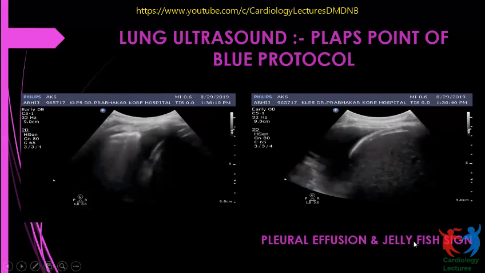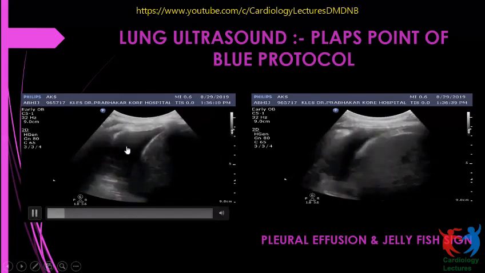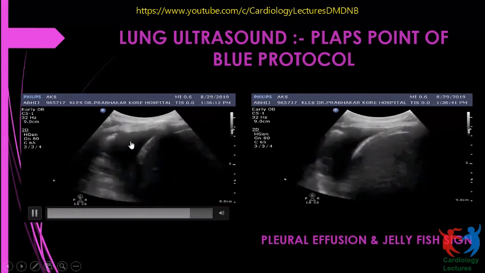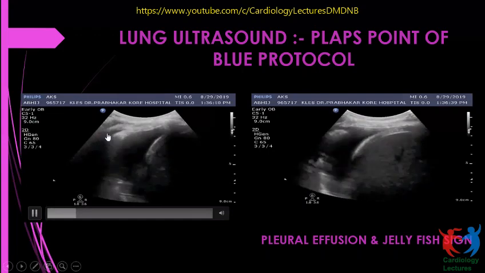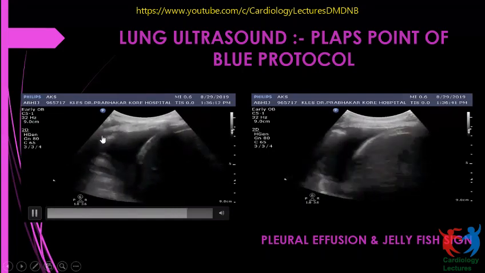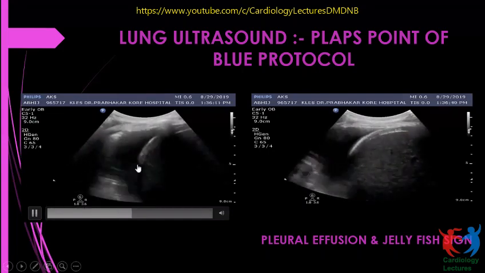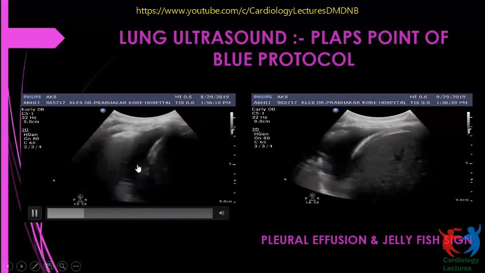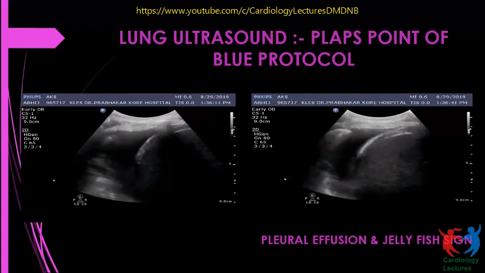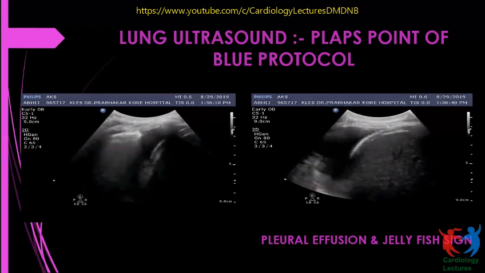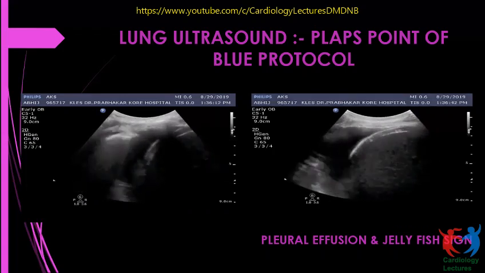Now, what is the jellyfish sign? The jellyfish sign is because of the lung moving in and out, so the shape of the pleural effusion will look like a jellyfish, a moving jellyfish in the sea. That's why it is popularly called a jellyfish sign. The jellyfish sign is very diagnostic of pleural effusion. The amount of pleural effusion cannot be assessed with the jellyfish sign.